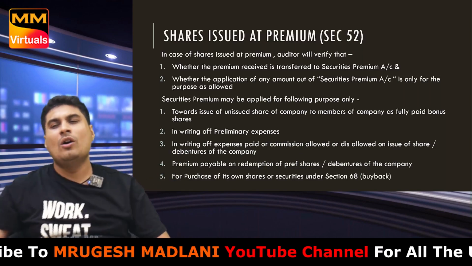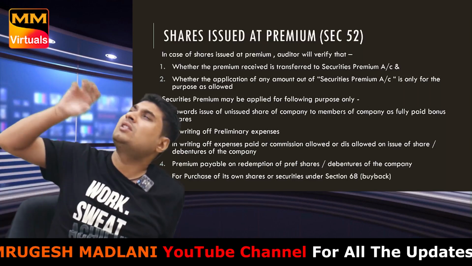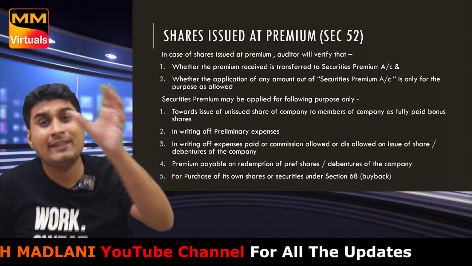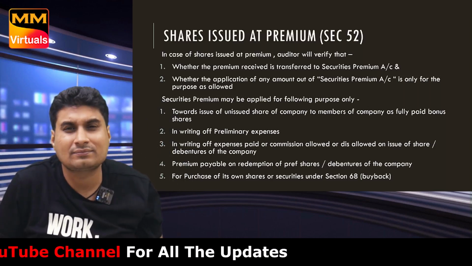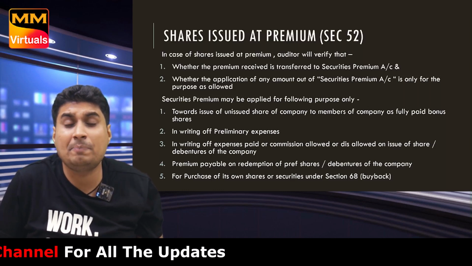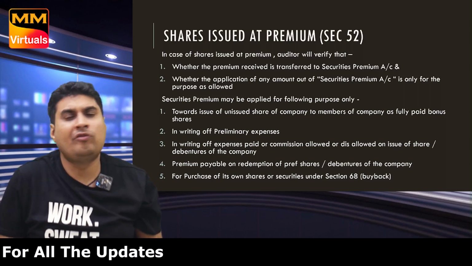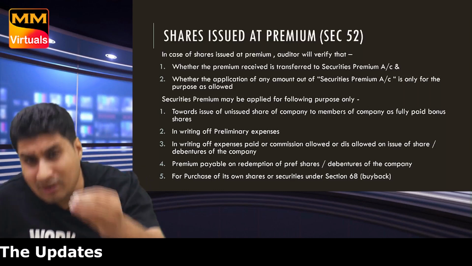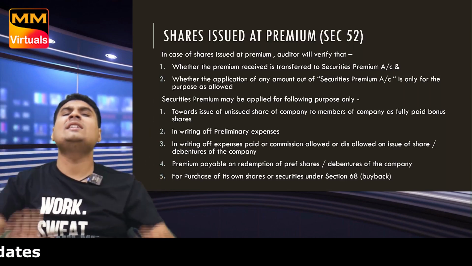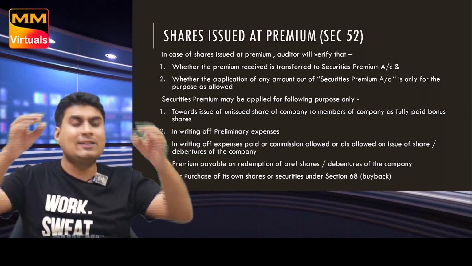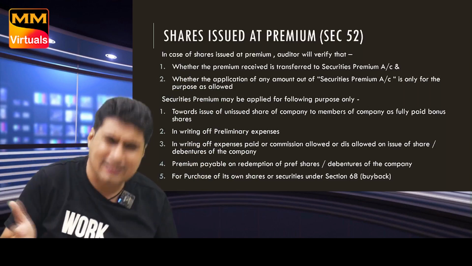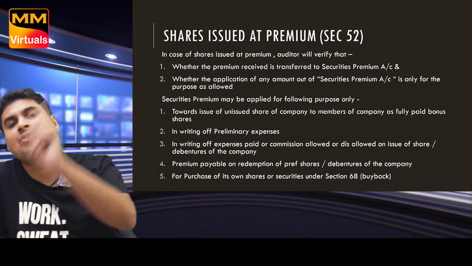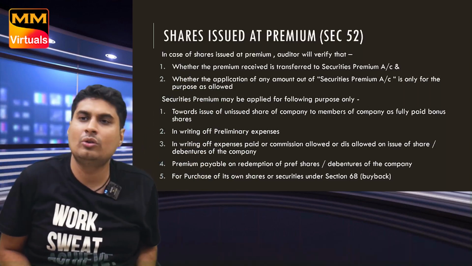Okay, so security premium. The amount is credited to the security premium account, and that security premium can be used only for five purposes: first, fully paid up bonus shares. Second, buyback of the shares. Third, writing off preliminary expenses. Fourth, any other expense incurred in connection with issue of shares. And last, premium payable on redemption of preference shares or debentures. Over.